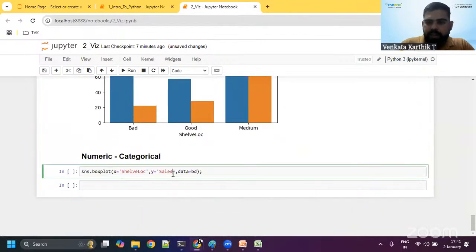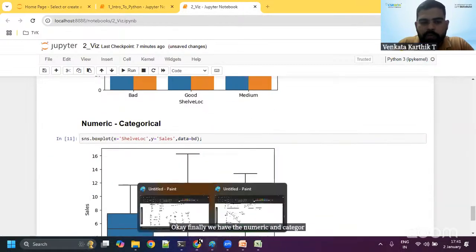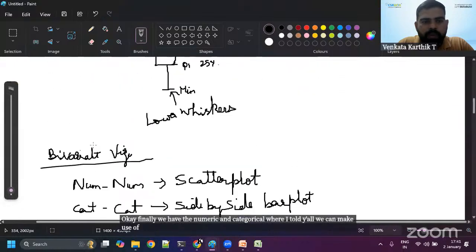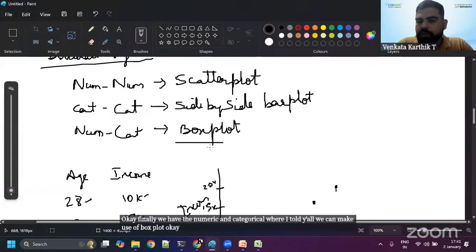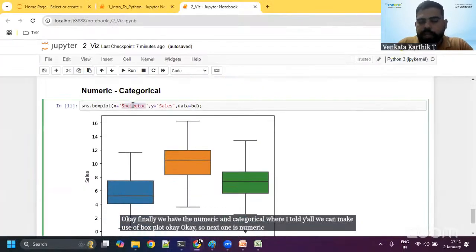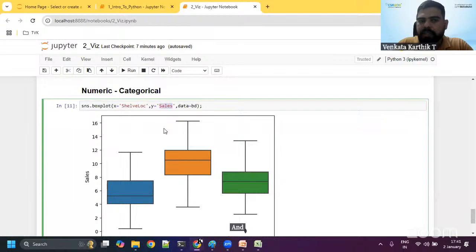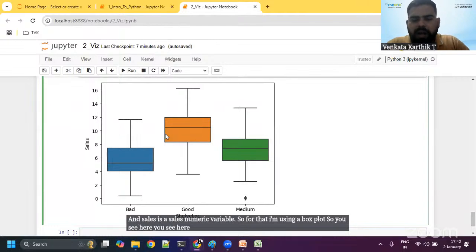Finally, we have numeric and categorical, where I told you we can make use of a box plot. So the next one is numeric and categorical. Shell block is there and sales is there. See, shell block is a categorical variable and sales is a numeric variable. So for that, I'm using a box plot. Can you come up with some insights from this?